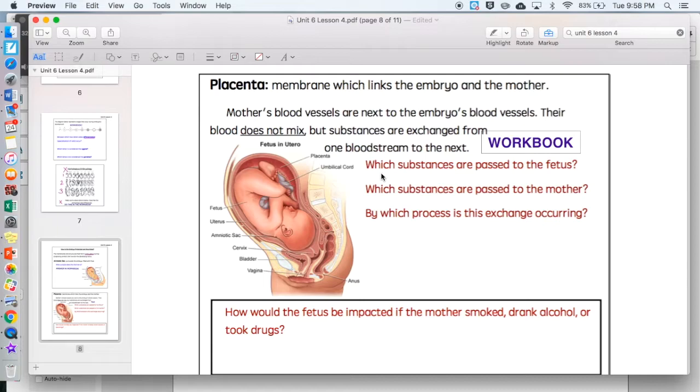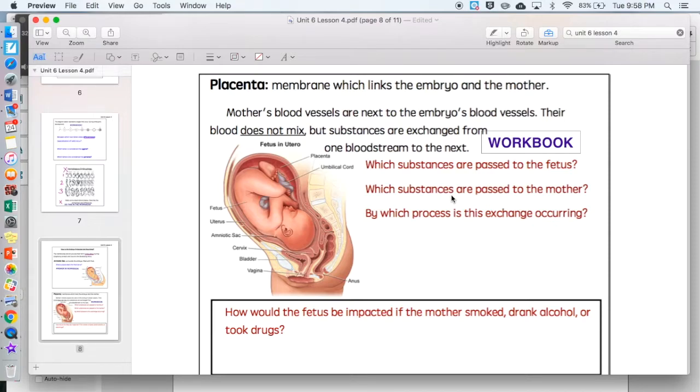So try these in your workbook. Which substances are passed to the fetus? So think about the 4 things. Don't forget about wastes. That would be passed from the mother to the fetus and then from the fetus back to the mother. So that's part 2.